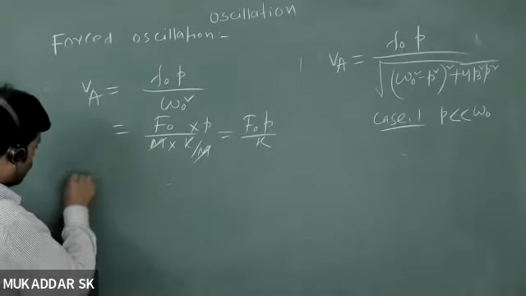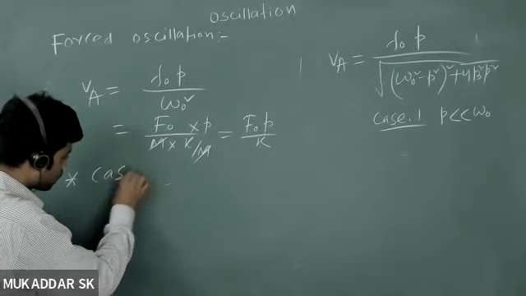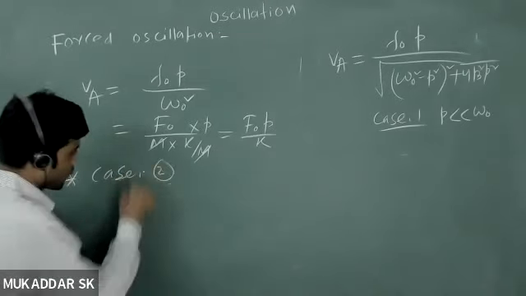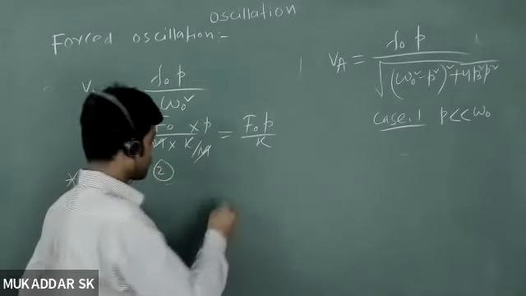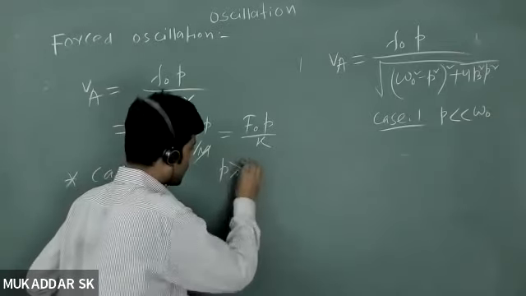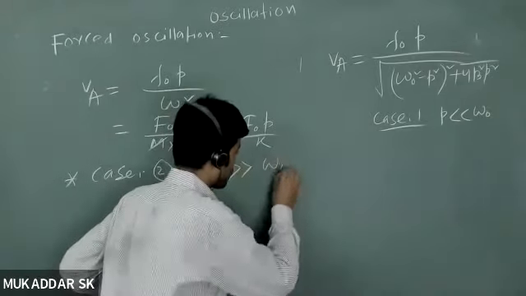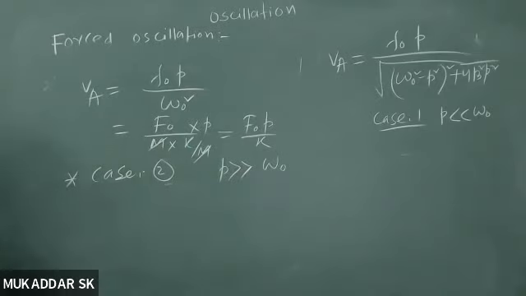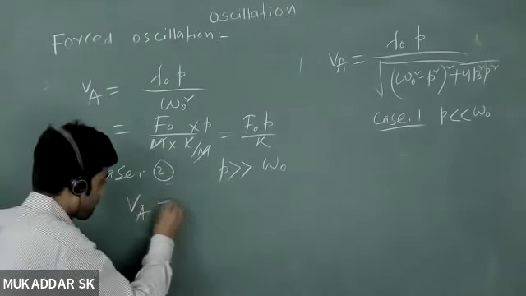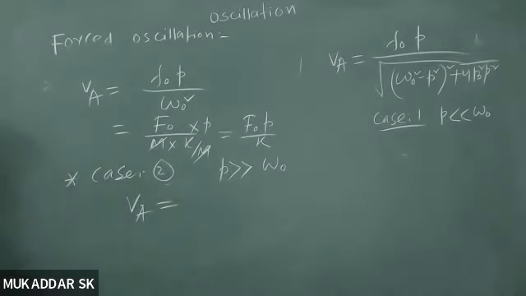Now case number 2, when p is much greater than omega naught, what will we get? Va will be how much now in this case? Va will be how much?